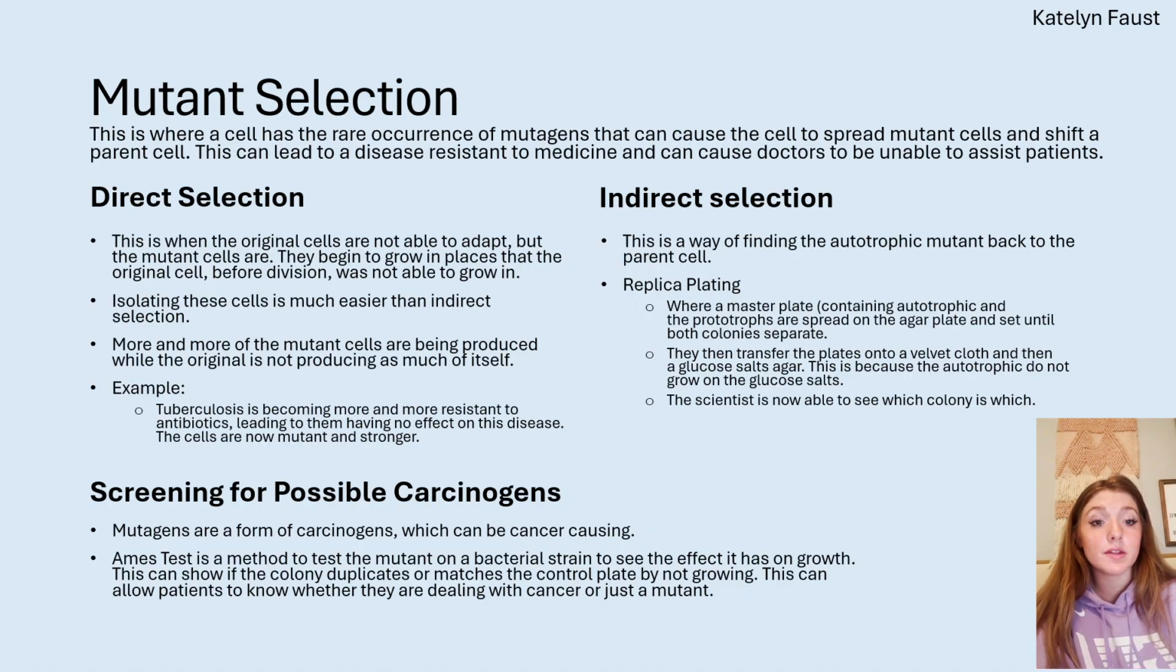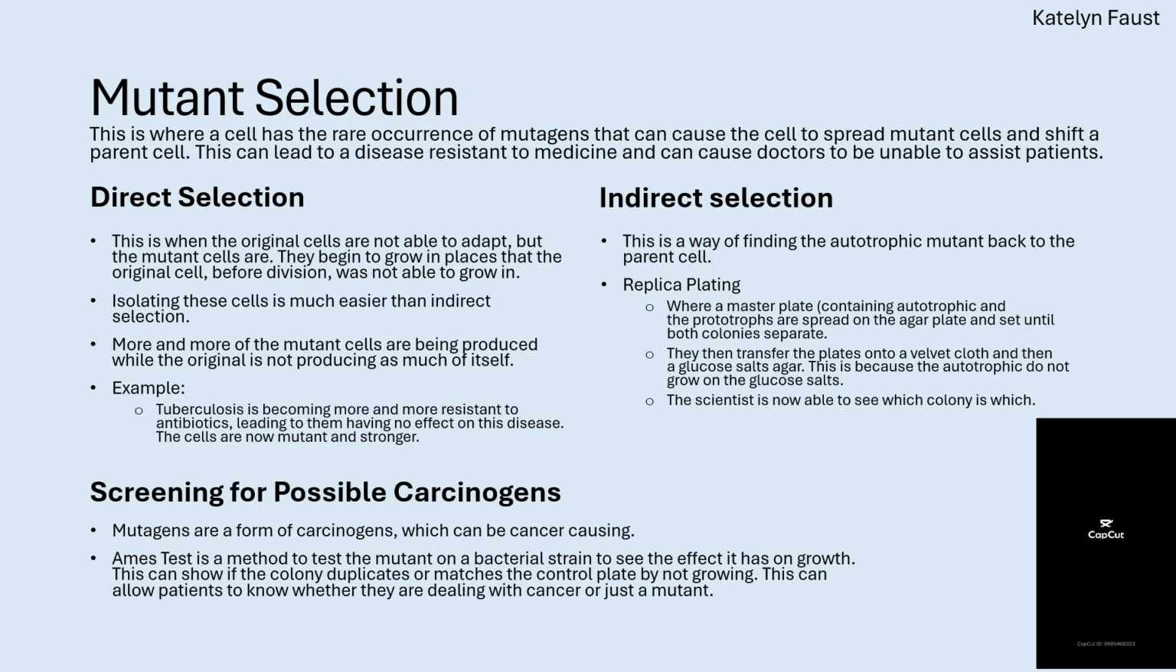One of the possibilities is cancer, so screening for possible carcinogens is very important because mutagens are forms of carcinogens, which are cancer causing. One test they do is the Ames test, which is a method to test the mutant on a bacterial strain to see the effect it has on growth. This can show if the colony duplicates it or matches the control plate by not growing. This can allow patients to know whether they are dealing with cancer or just a mutant.